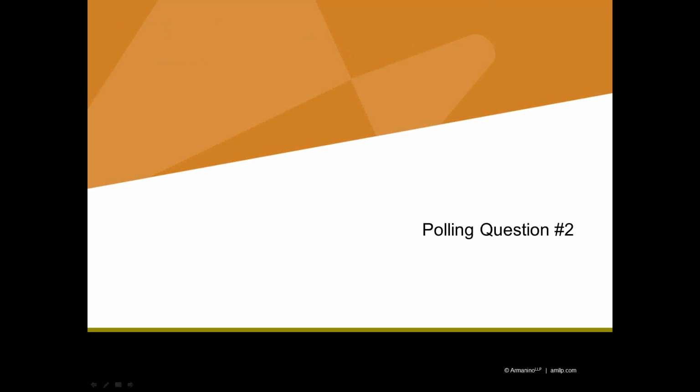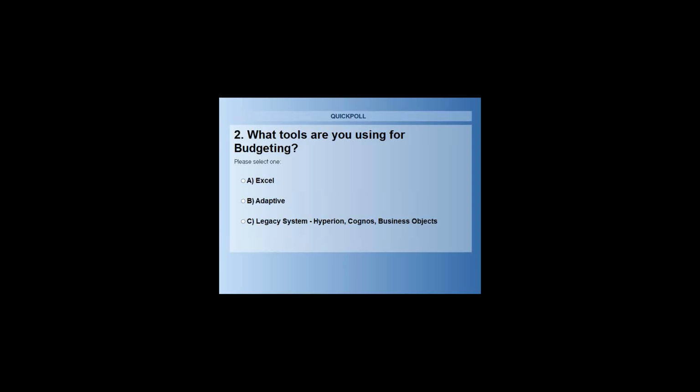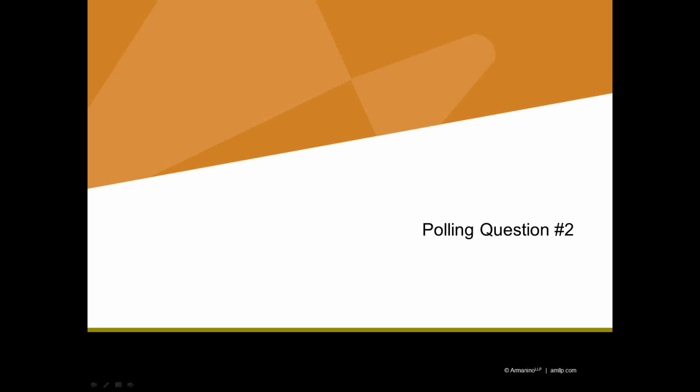Okay, and with that, we're going to do our second polling question, which you'll see in front of you. What tools are you using for your budgeting? The first option is A, Excel, B, Adaptive Insights, C, is it a legacy system? It could be Hyperion, Cognos, Business Objects. All right. We'll give you one more second to get your votes in. Okay.